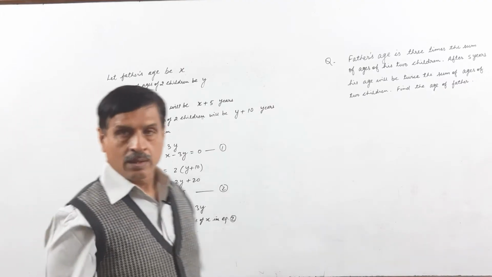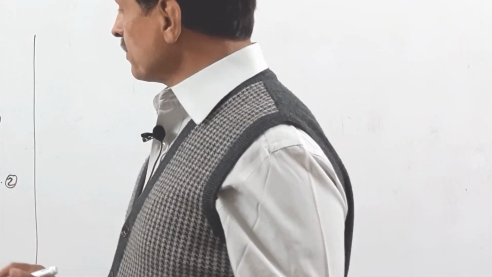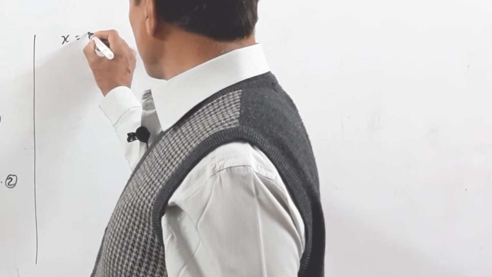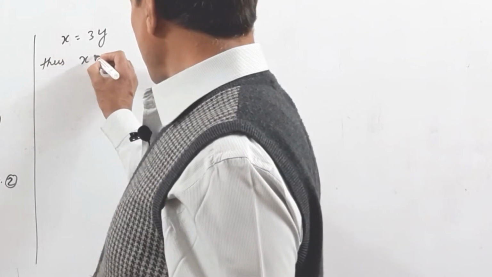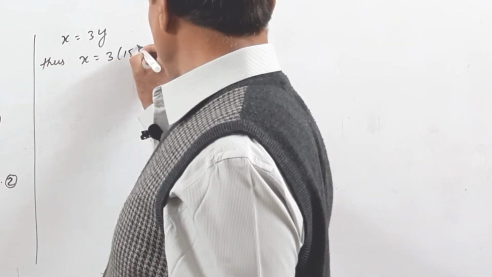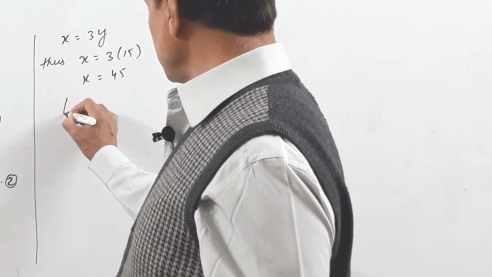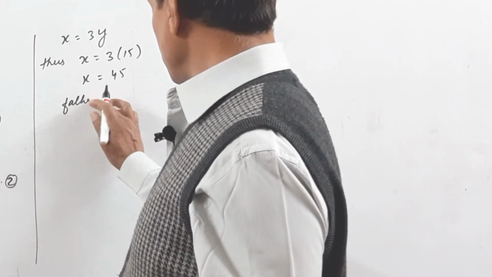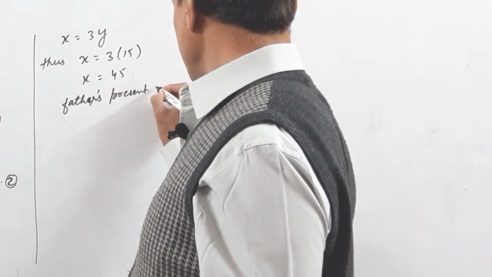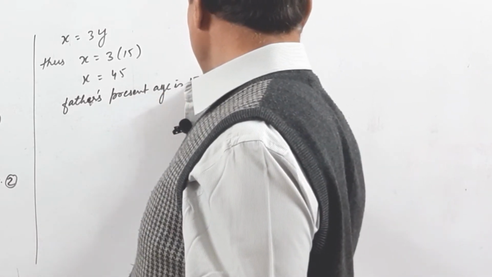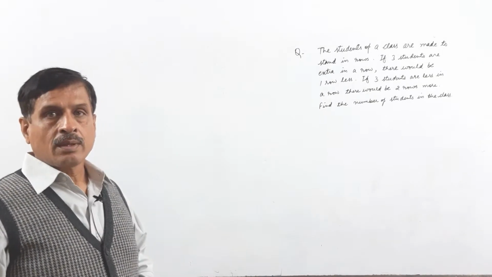Now from equation 1, x is equal to 3 times of y, thus x is equal to 3 into 15, and thus x is equal to 45. So father's present age is 45 years.